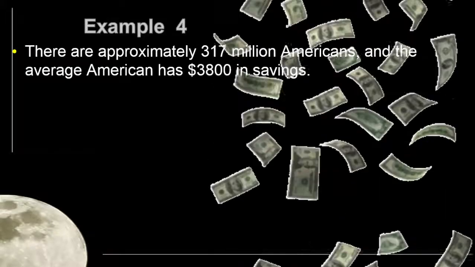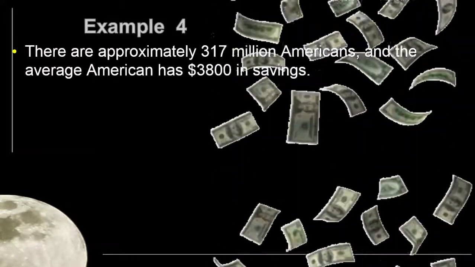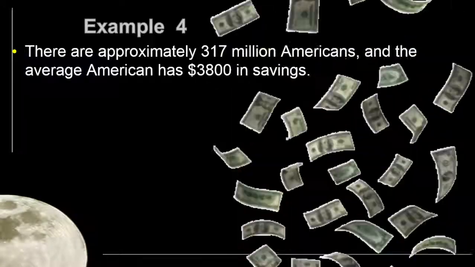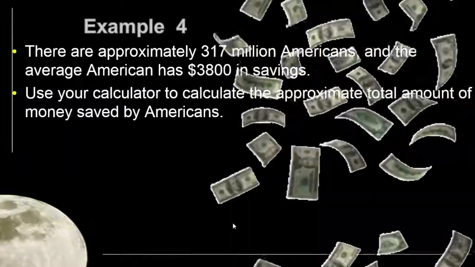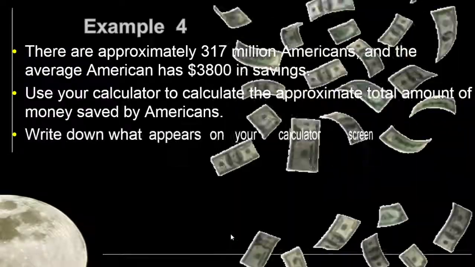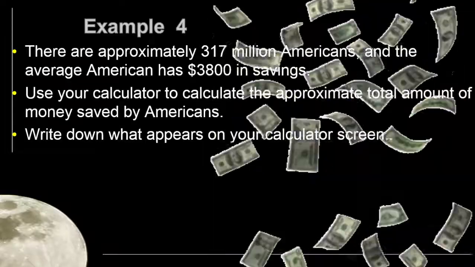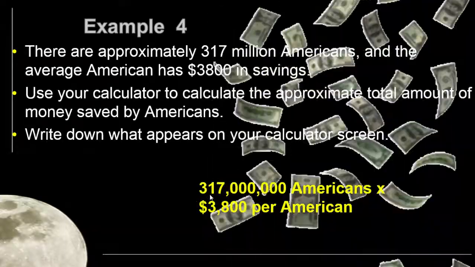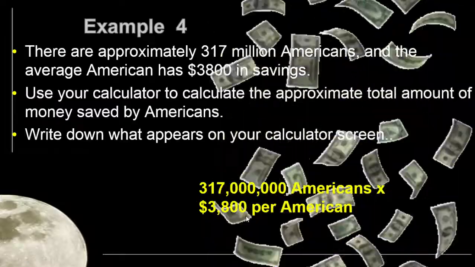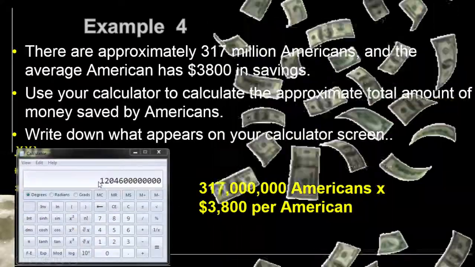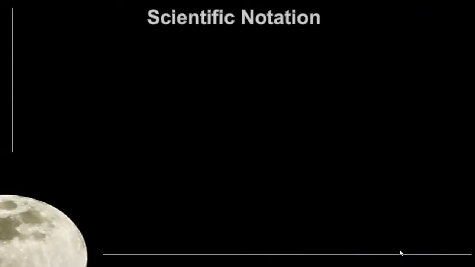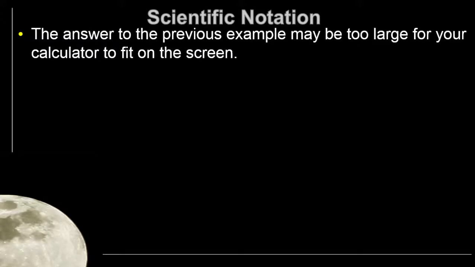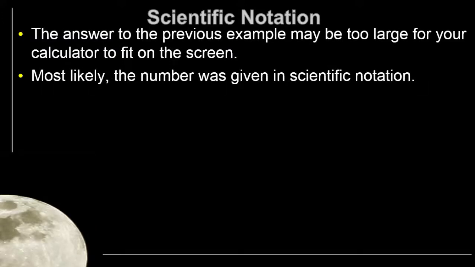In example number 4, we find that there are approximately 317 million Americans, and the average American has $3,800 in their savings. We want to use our calculator to calculate the approximate total amount of money saved by Americans, and write down what appears on our calculator screen. So I plug in the numbers for 317 million Americans times $3,800 per American. And then my calculator gives me this big, long number with no commas, and it's really difficult to read. Some calculators, the example is too large to even show up on the screen. And in this case, the number may be given in scientific notation.